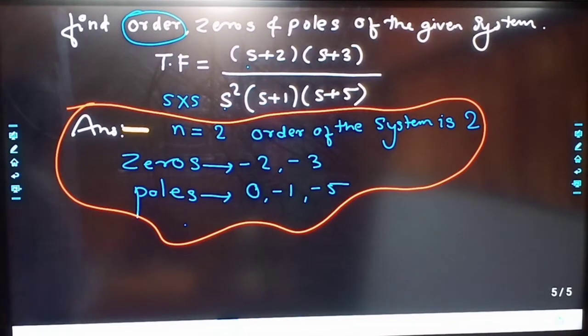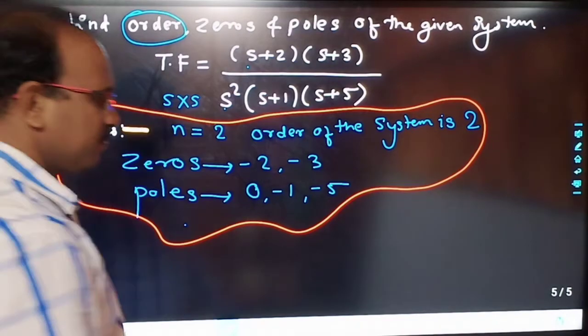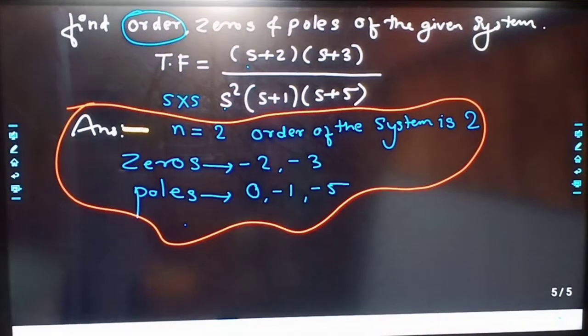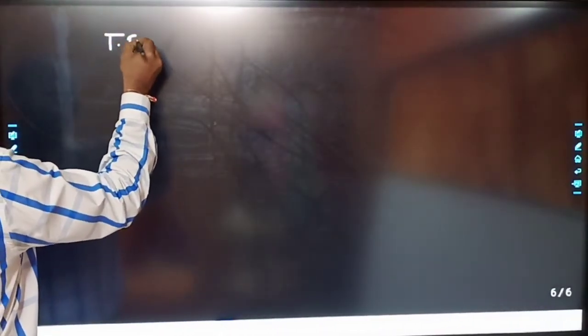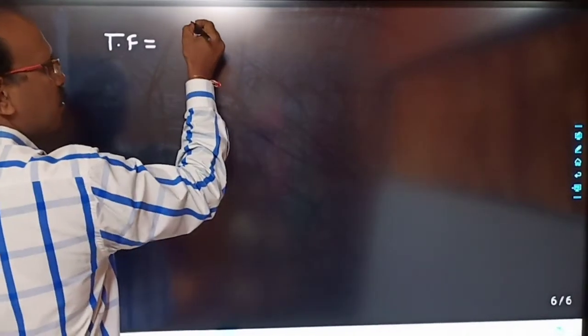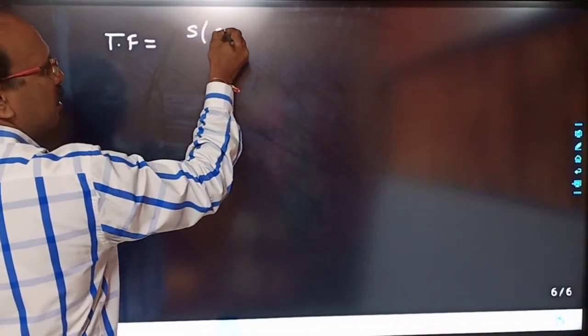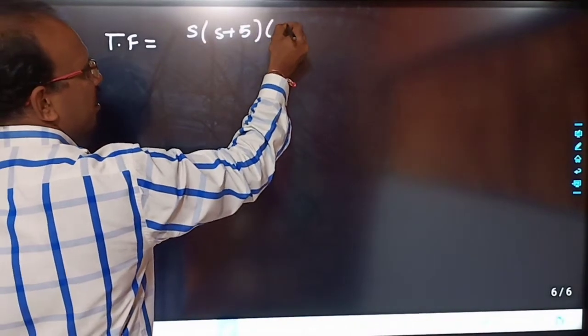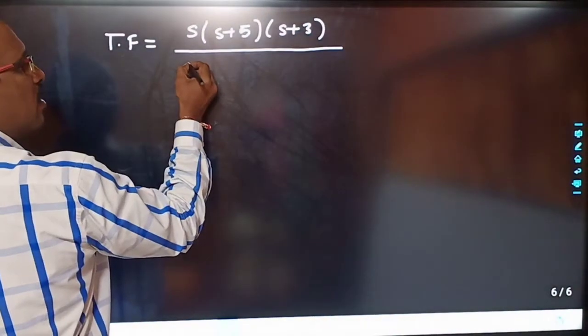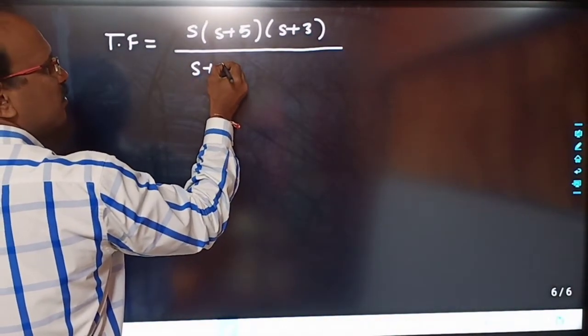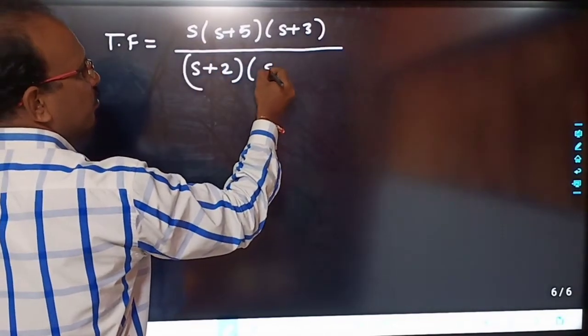Now I give you one more example. Suppose the transfer function is equal to S plus 5, S plus 3, divided by S plus 2, S plus 4. Find the order of the system.